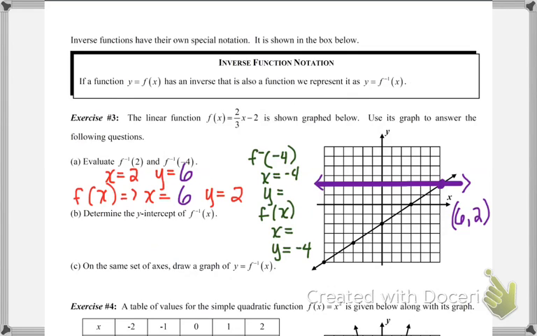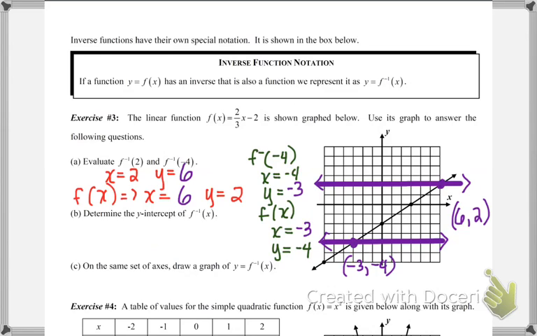So again, let's go over to y equals -4 on my original, which is right there. Let's draw my line, y equals -4, and that's the point there, which is -3, -4. So when y equals -4, my x was -3, so my y for the inverse was -3.